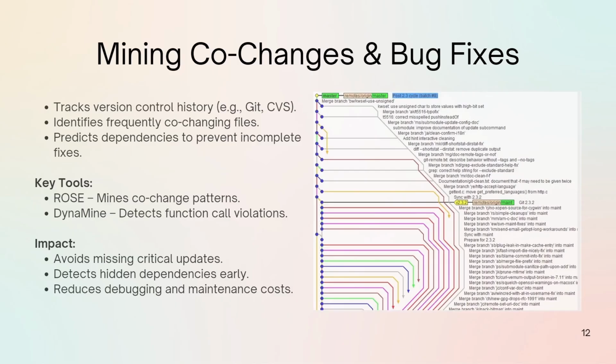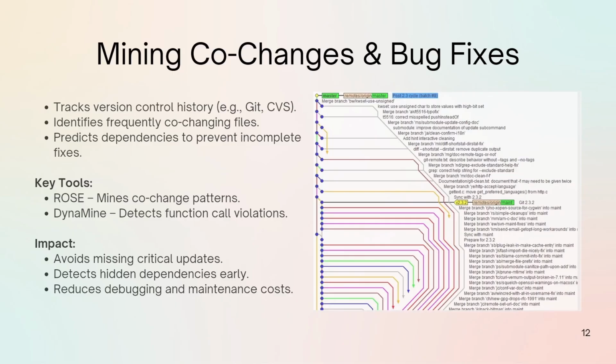Among the key tools discussed in this paper, Rose mines version control logs to identify co-changing files, while Dynamine focuses on function call violations using past software revisions. Another approach uses CVS change logs to recommend related file modifications, further improving code maintenance efficiency. A real world example of code change mining in action is its application at Facebook, where the tool is used in the pull request system to detect potential dependencies between code changes before merging them. This reduces the risk of introducing unintended errors into production environments.